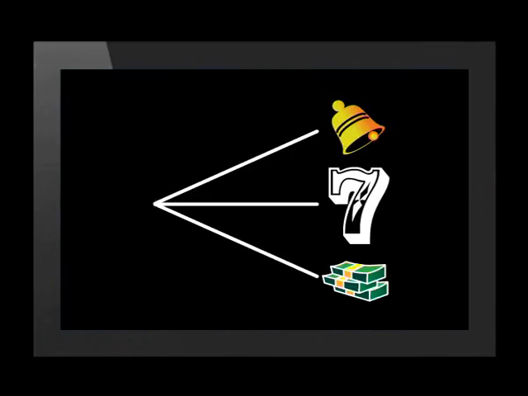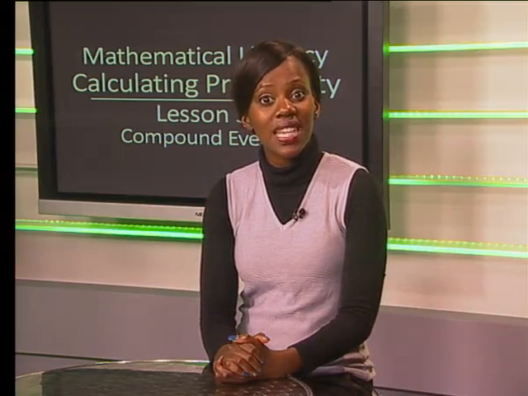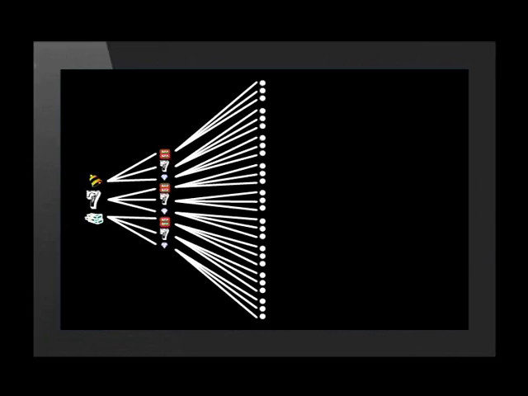The first branch of the tree diagram shows the first 3 possible outcomes: the bell, the 7 and the money. The second set of the branch shows 9 possible outcomes. Each outcome from the first branch has 3 further possible outcomes: the double bar, the 7 and the diamond. Following this pattern, can you determine the total number of possible outcomes if we draw the third branch including the cherry, the 7 and the single bar?